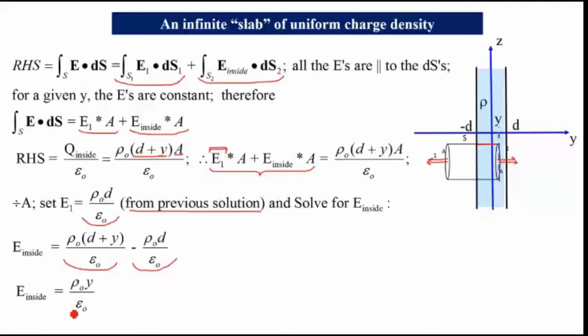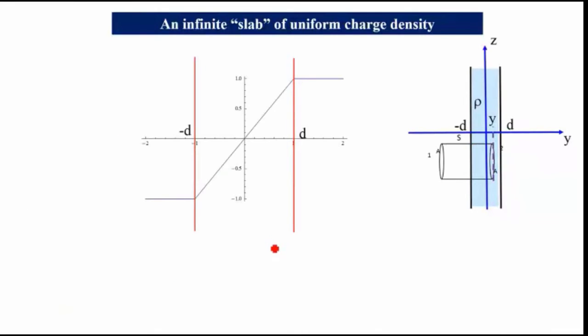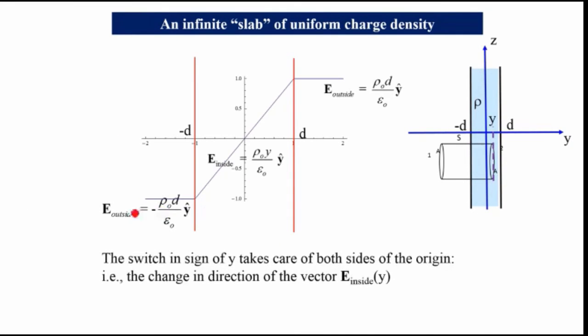Solve for E inside and we get this quantity here, which does depend on Y. The other thing to realize is that Y switches sign when you go from one side of the origin to the other, and so that's going to be useful. If you plot it, it looks like this. The magnitude and direction of E outside is shown here, and I plotted this so that this is minus and this is plus, just so we're plotting this quantity here, the magnitude with the right sign.